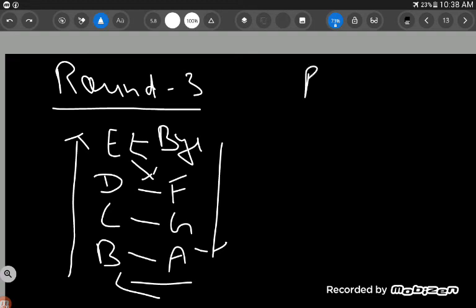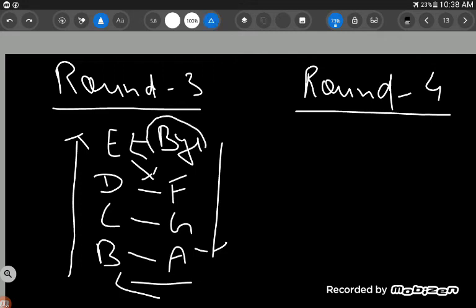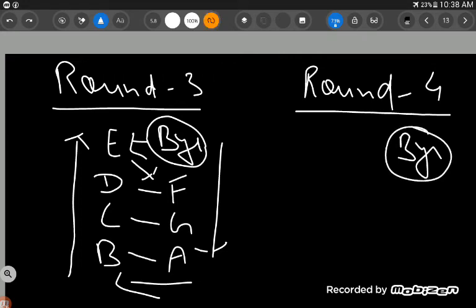Next round, round 4. Again we will write the bye here. I have left the bye here in the circle. Always the bye and first team should be in the circle. Then the remaining teams will rotate according to the clock. So which team will come at the place of F?